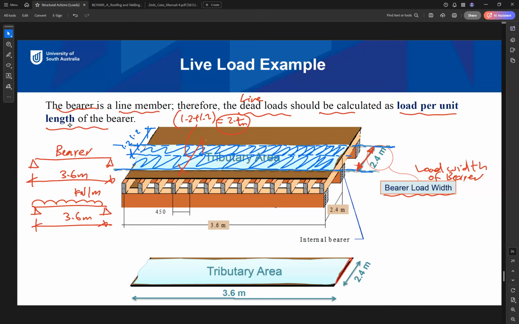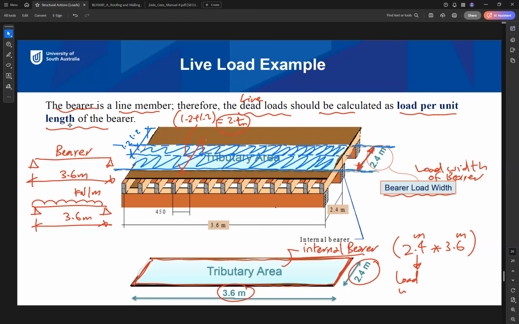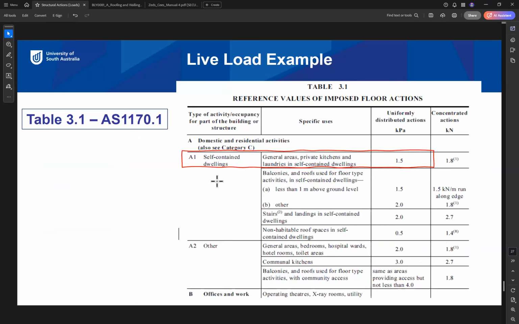Okay, and if we take this area out, this area is the tributary area of the internal bearer. How much is the dimension of this tributary area? 2.4 times 3.6. So the tributary area is 2.4 meter times 3.6 meter. This is the load width and this is the bearer length or span. So the same concept we used in dead load will be used in live load.